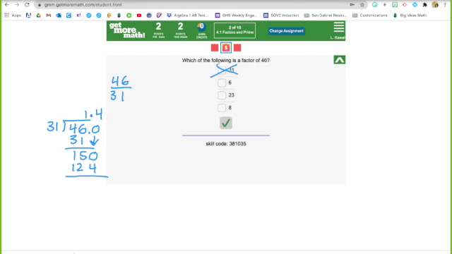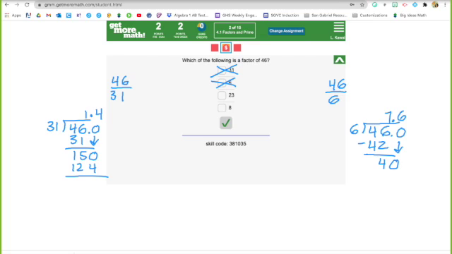What about number 6? So 46 divided by 6. Let's see. There's 7. 7 times 6 gives us 42. Then we get 46 minus 42, that equals 4. So that doesn't work out either because, again, we're going to have to use decimals. And so that means that we're not going to get a whole number answer. So because of that, we have to say that 6 does not work out.